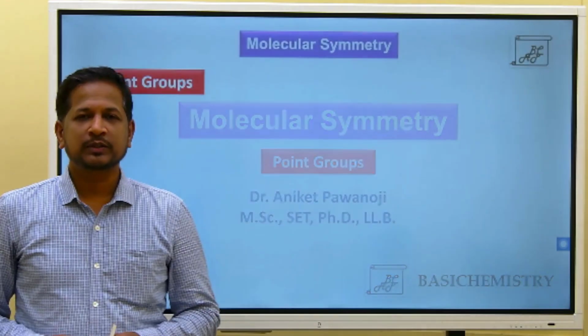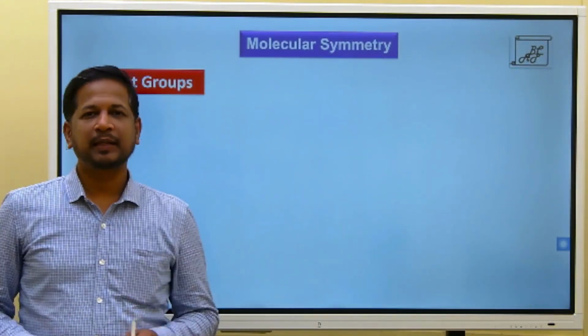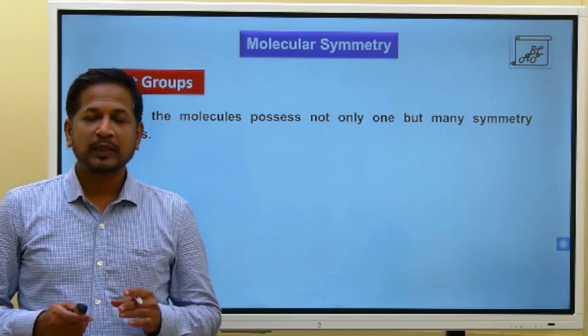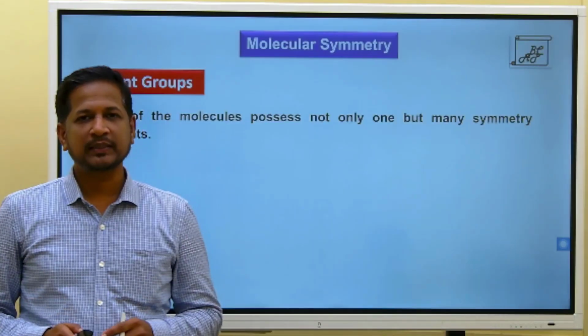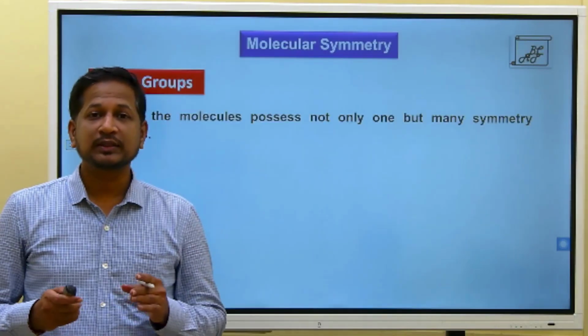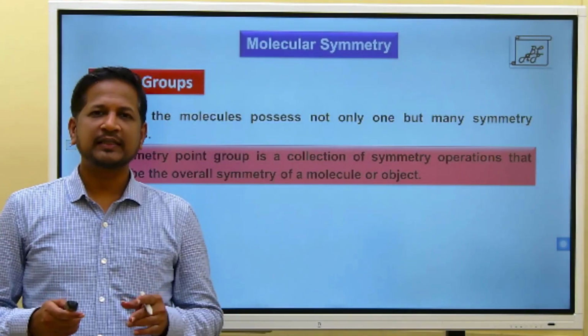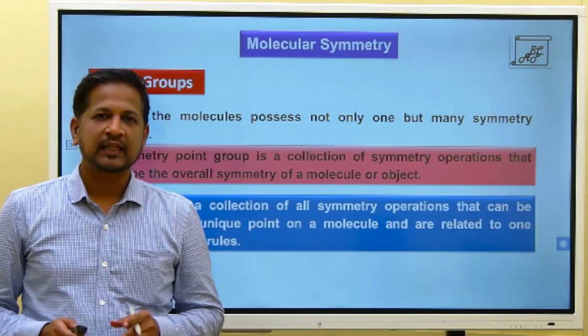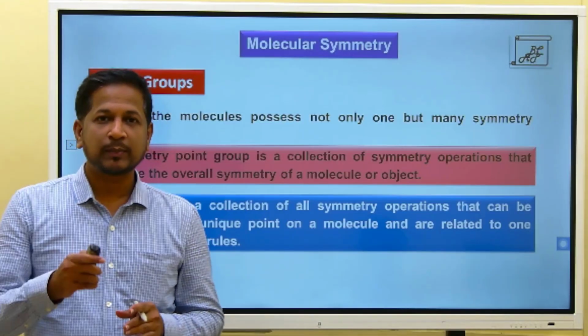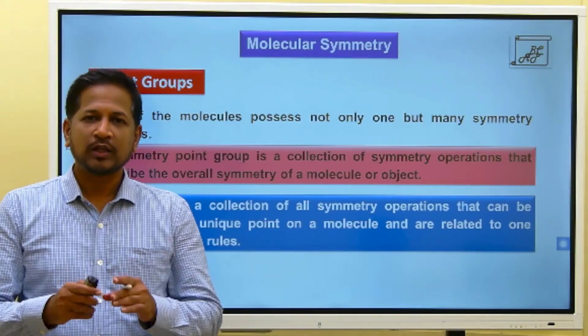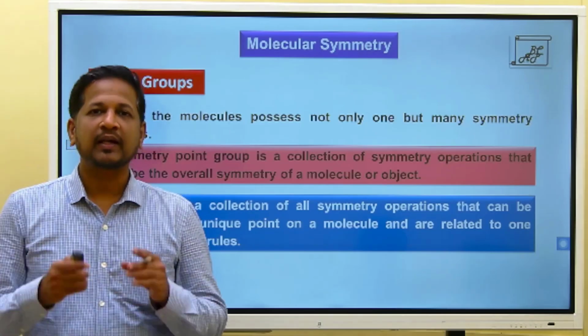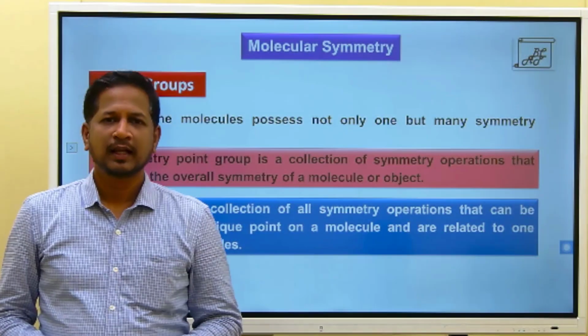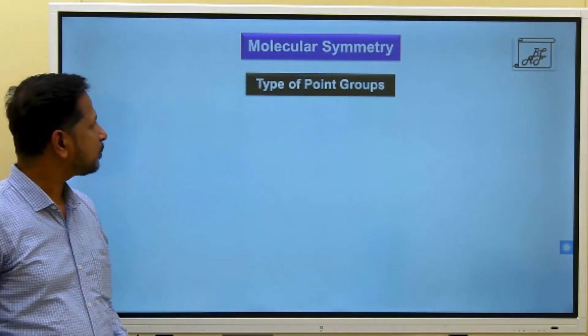Most of the molecules possess not only one but many symmetry elements. A point group is a collection of all symmetry operations that describe the overall symmetry of the molecule. Or we can say that a point group is a collection of all symmetry operations that can be carried out about a unique point on the molecule, and all these are related to one another by certain rules. Let's see what the different types of point groups are.